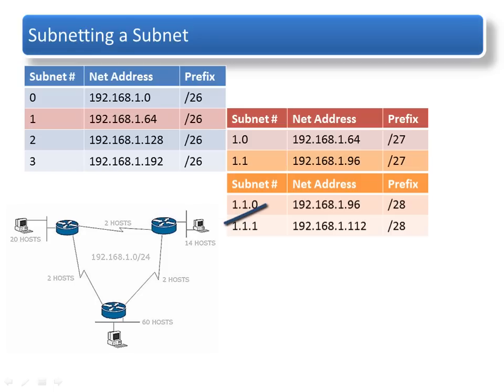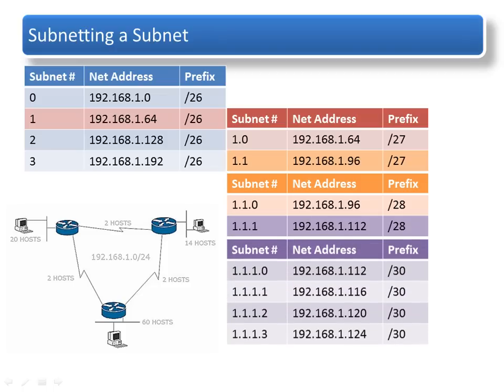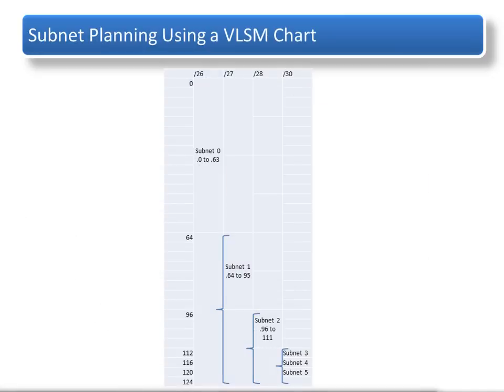I can assign my third group to the first newly formed subnet. Following the same process, I will divide subnet 1.1.1 into four equal parts to handle my point-to-point connections. The following table represents a single cohesive view of our six subnets.